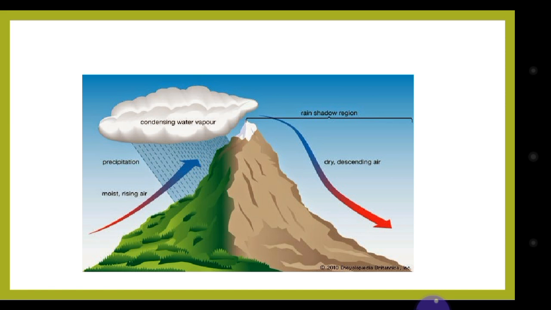When moist wind reaches the top of the mountain, it loses most of its moisture in the form of rainfall. As a result, there is little precipitation on the leeward side of the mountain.